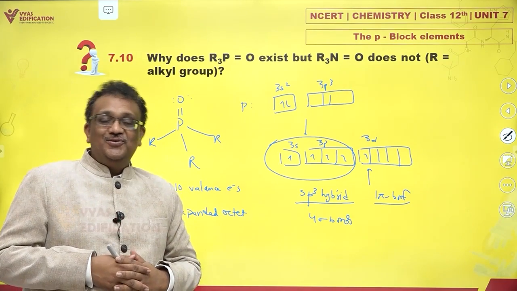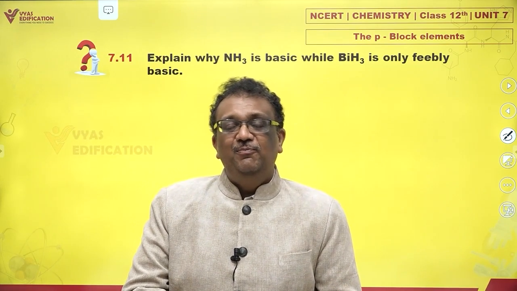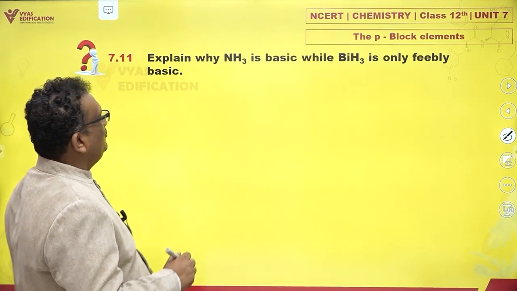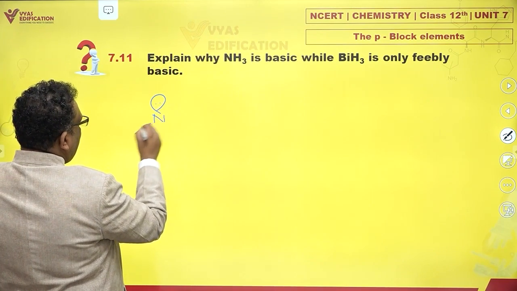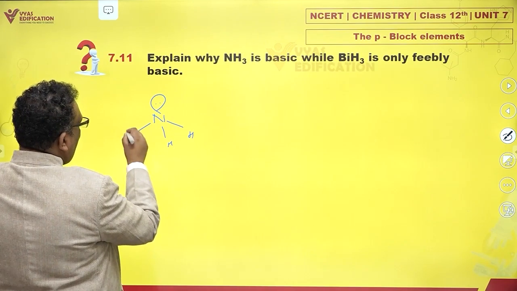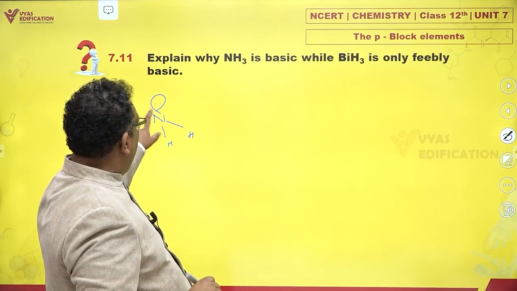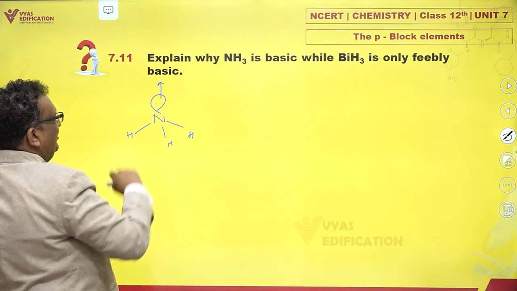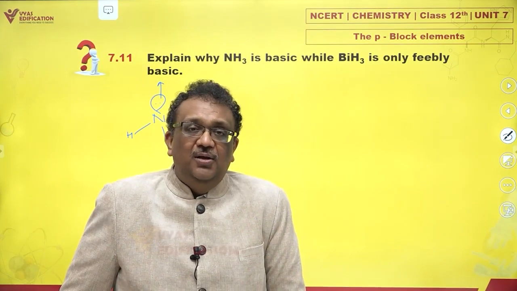Explain why ammonia is basic but bismuthine is only feebly basic. There are 2 very beautiful reasons. First of all, please appreciate what basic strength is: the tendency to donate the lone pair of electrons to another party which is electron deficient, forming a covalent bond or a coordinate covalent bond. That is called basic strength.